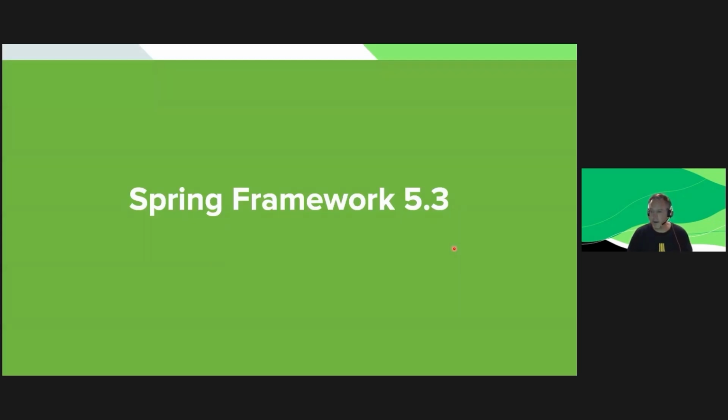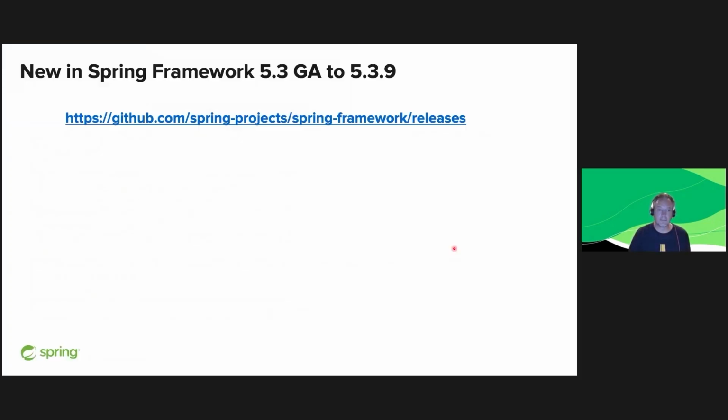That's it for the overview of what's new in JUnit 5.7 and JUnit 5.8. Now we're going to take a look at some of the testing features recently added in Spring Framework. Here I have a link to the releases. Basically, a number of features went into 5.3 GA proper, but we've also been adding features along the way. So 5.3 to 5.3.9, I'm going to cover those first.